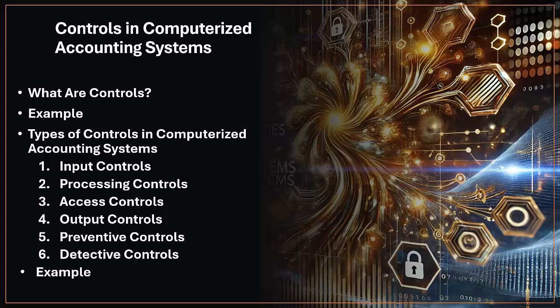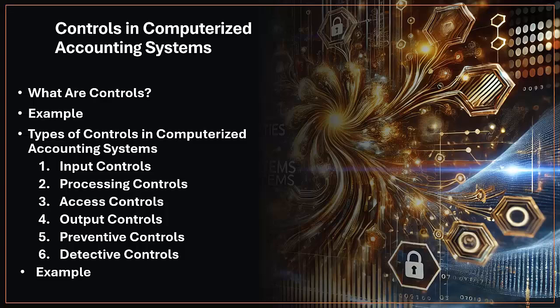Scenario. Imagine you're entering a sales invoice for Neelam Sultan's florist business. The system checks that the date is valid, e.g. December 32 is flagged as invalid. The total invoice amount matches the sum of individual items listed. The customer name is selected from an existing list to avoid creating duplicate customer records.